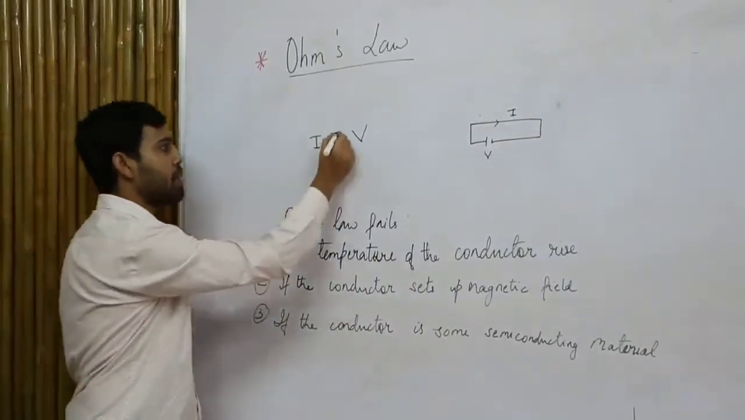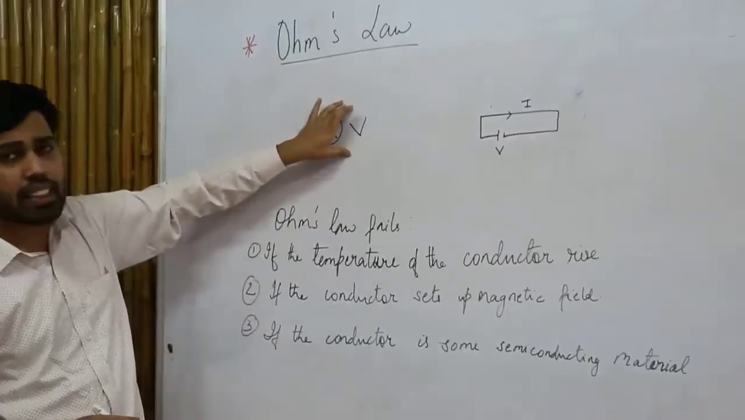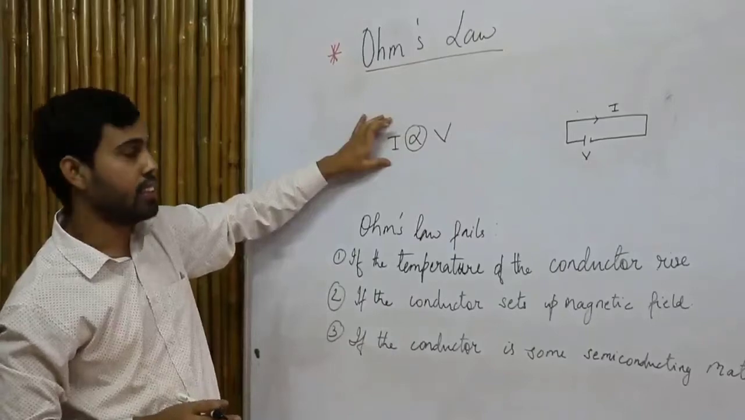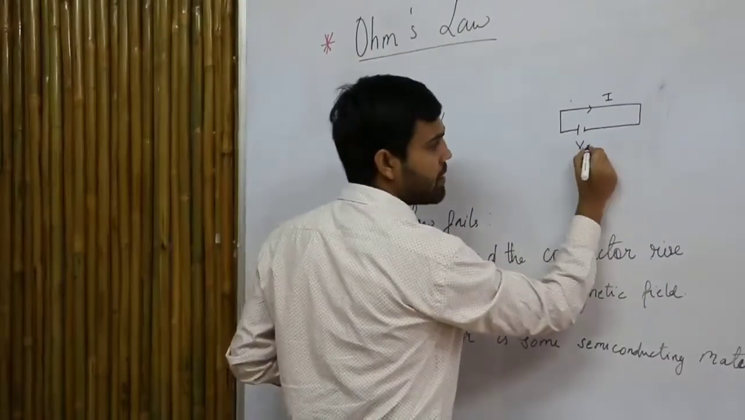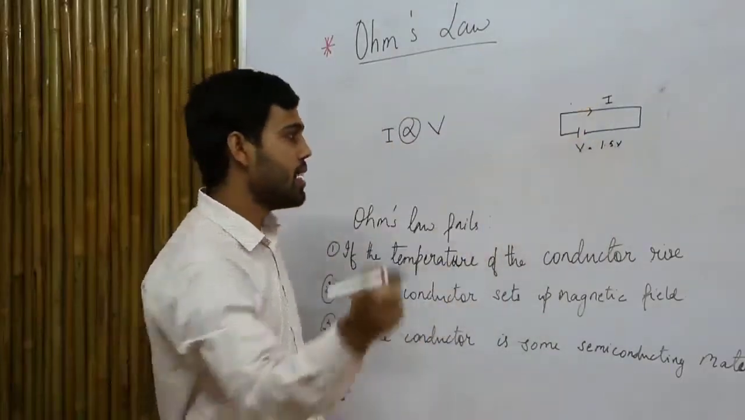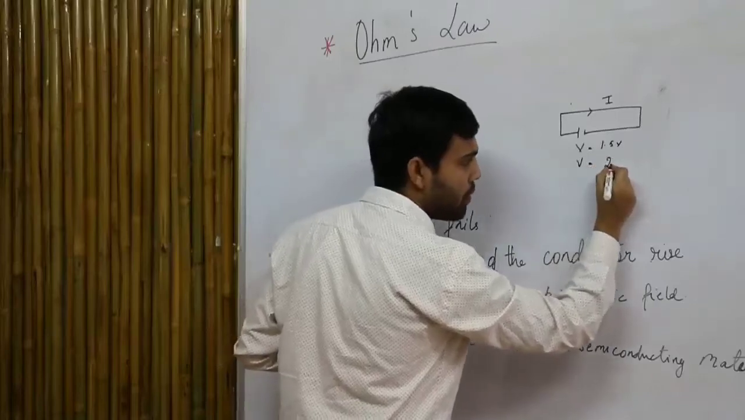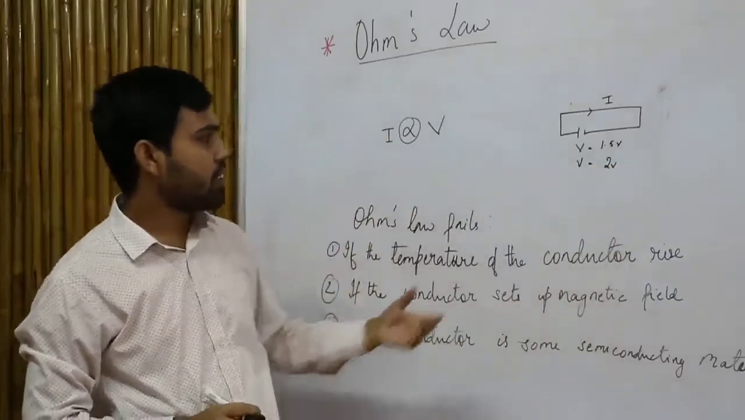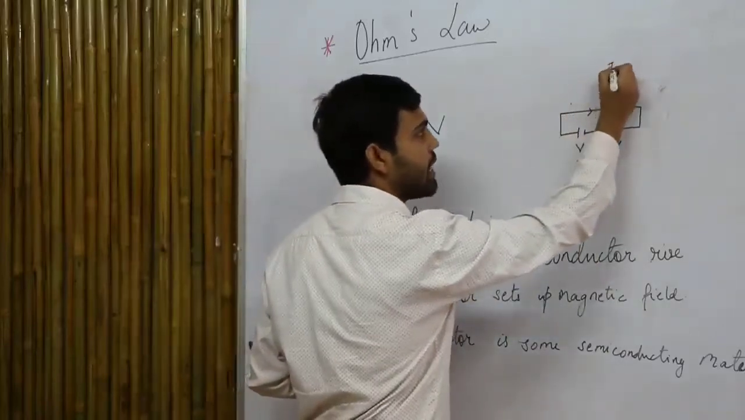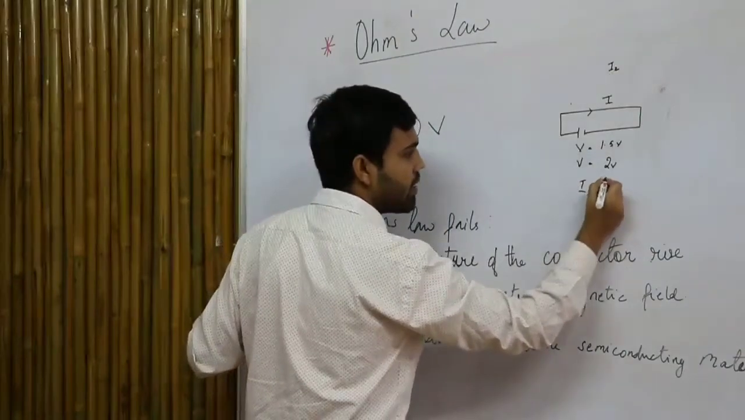Now what I mean by directly proportional is, if I increase the potential difference, it will increase the current. Suppose my potential difference is 1.5 volt, and I have a certain amount of current. Second case, if I increase my potential difference to 2 volt, according to this law, my second current, I2, will increase. That means my I2 has to be greater than I1.